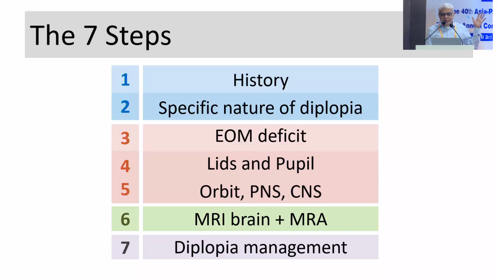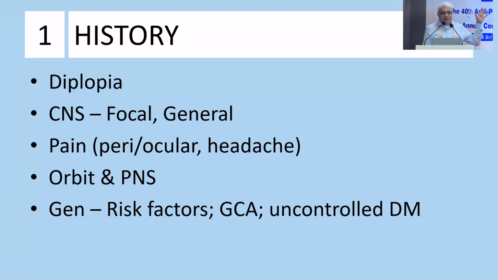The second part is more about the examination, the ocular motility, the lids, pupil, and don't forget there are other structures around like the orbit, paranasal sinus, and of course the CNS itself. Number 6 is of course the imaging, and last is how do you manage the diplopia. So let me just go through the history quickly.